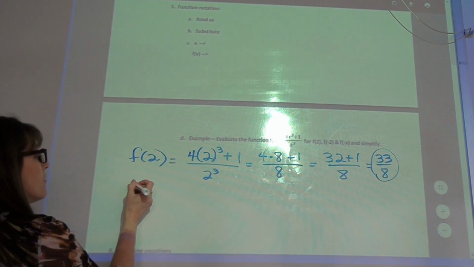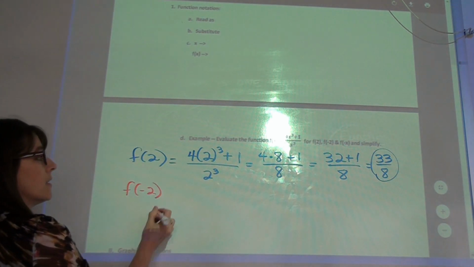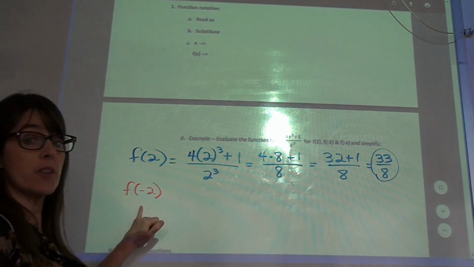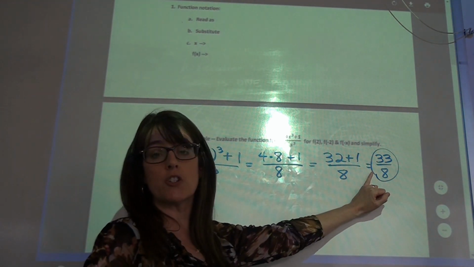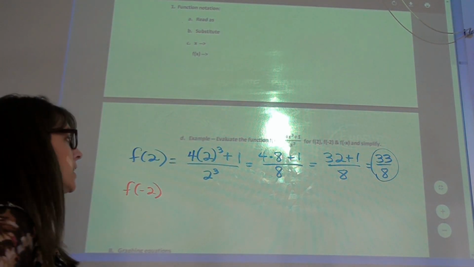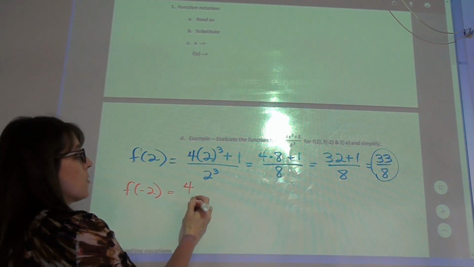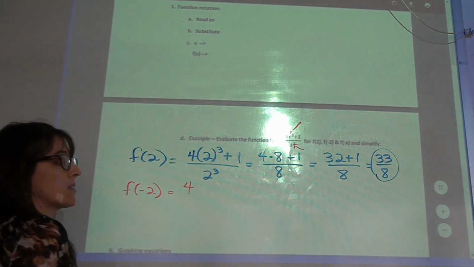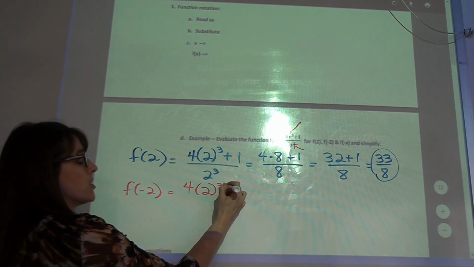Now I'm going to do f of negative 2. And what a lot of people say is, well, if all I'm doing is changing the sign on this, then surely that just means I'm going to change the sign on the answer. Do you think that's the case? Well, let's find out. Let's plug it in there. So what I'm going to do again is put that negative 2 everywhere that I see an x, and then I'm just going to follow order of operations.